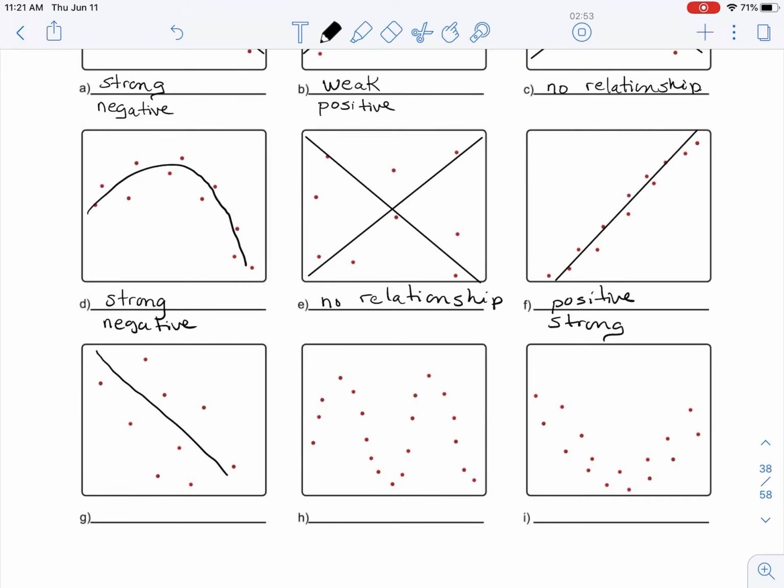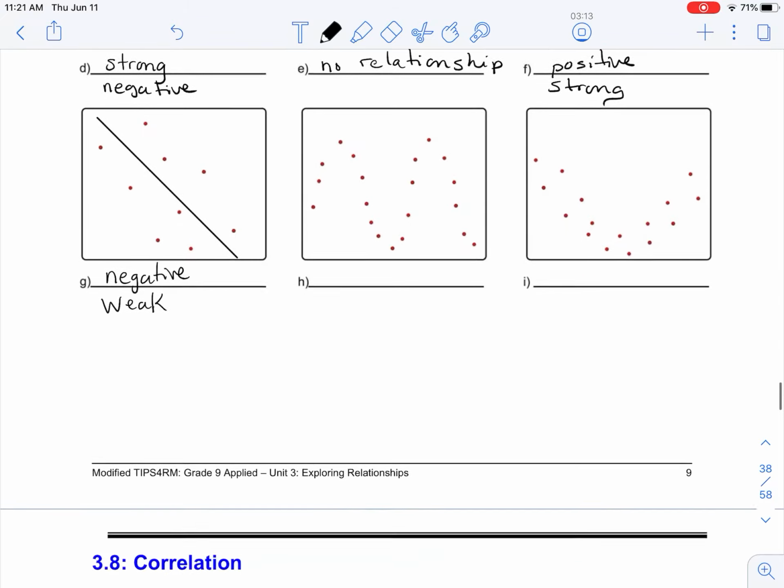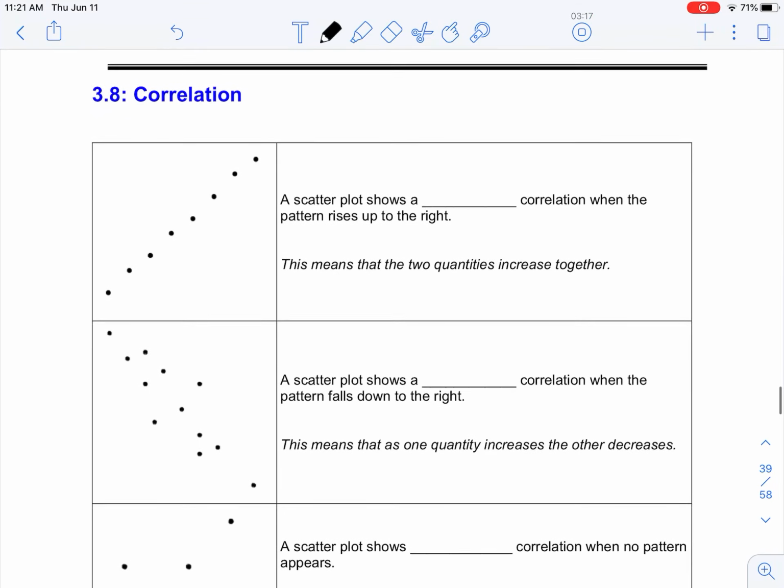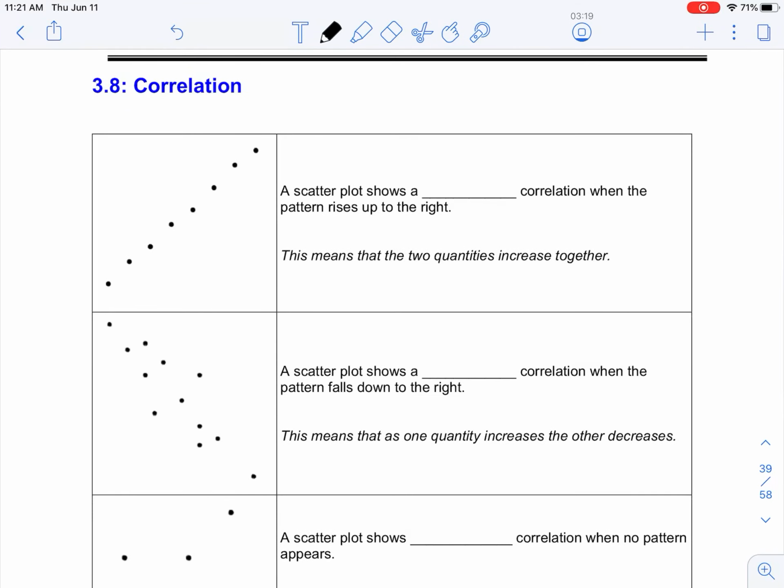Okay, so a couple more. Actually, just going to do one more here. This one here, that to me would be negative and a weak relationship. Those points are not too close. So we got the last couple there. Last couple there's some example of curves of best fit, but I do want to go on to use that word correlation.